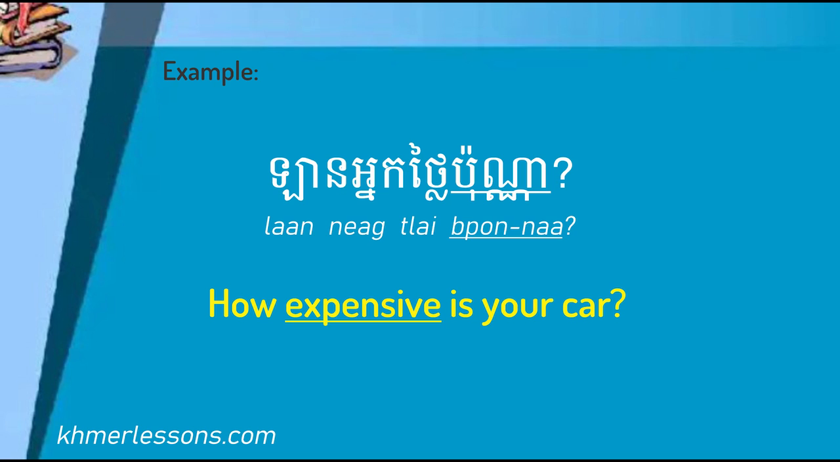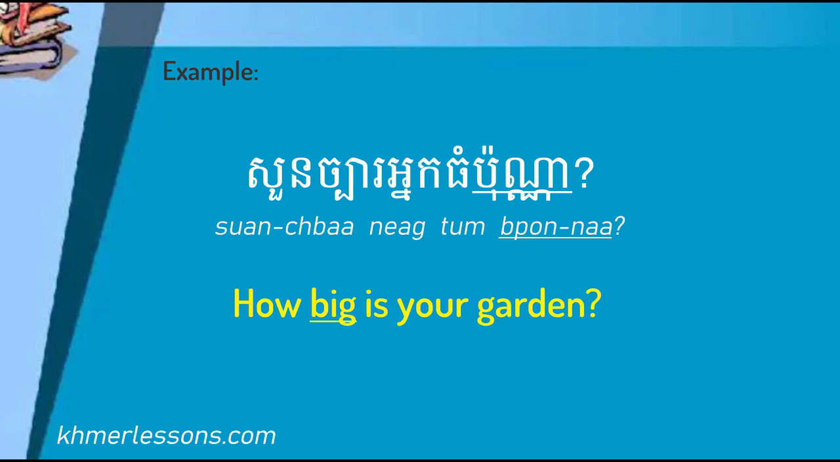Okay. Another example. How big is your garden? The word garden in Khmer is suon chba. And then this sentence in Khmer you say suon chba ne thom pon na. So thom is the word big. So this is how to use the word pon na in the Cambodian language. When you make a question with how plus adjective, use pon na.